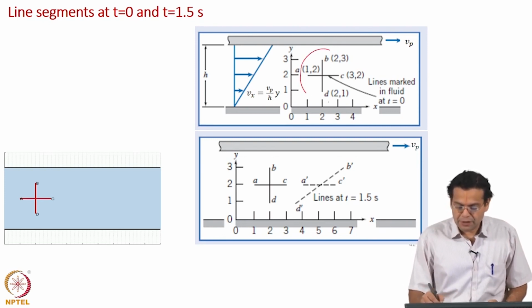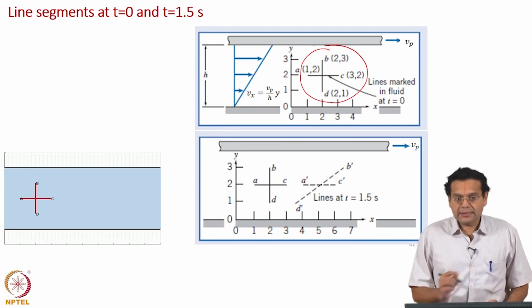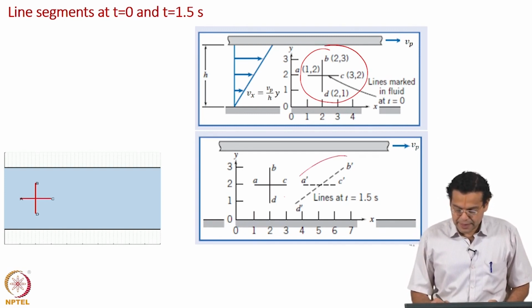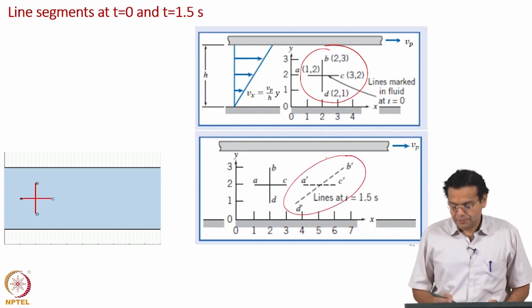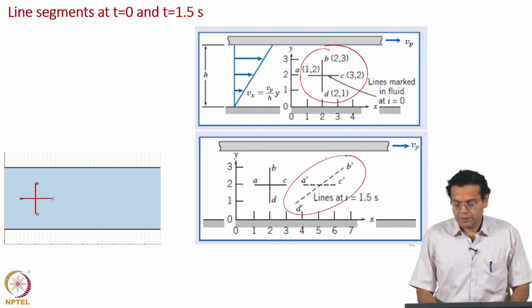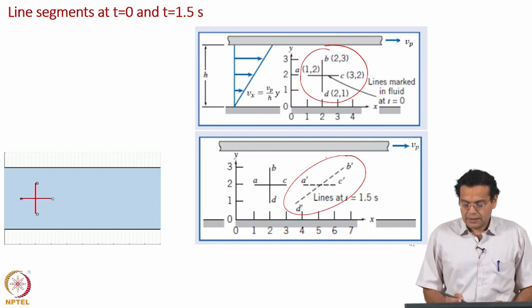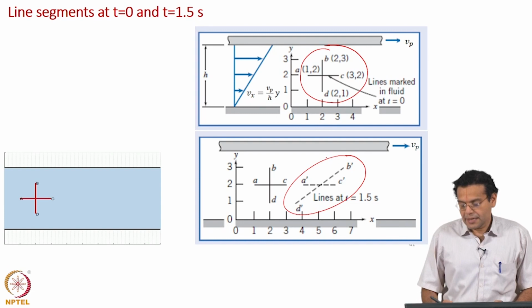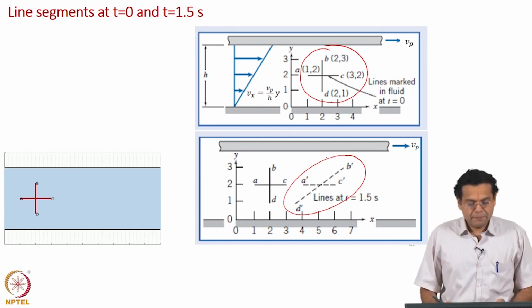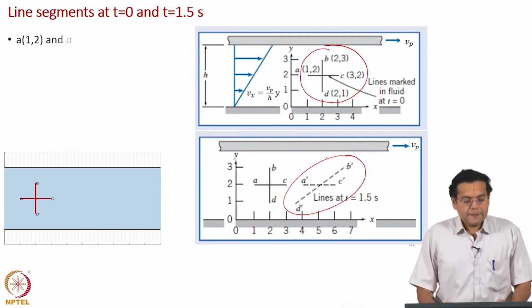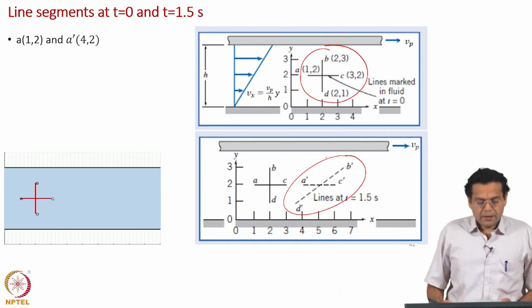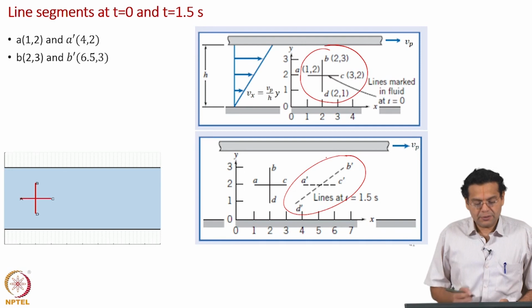So, this top figure shows the two lines at time t equal to 0, and the lines have become as shown in the diagram below. The line AC has become A dash C dash and the line BD has become B dash D dash. Okay. So, these are the new coordinates. A 1 comma 2 has become A dash 4 comma 2, similarly other coordinates as well.